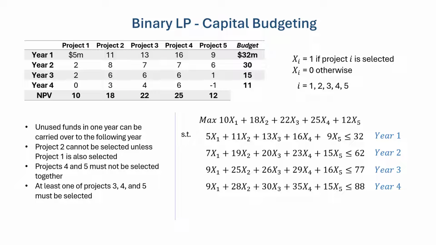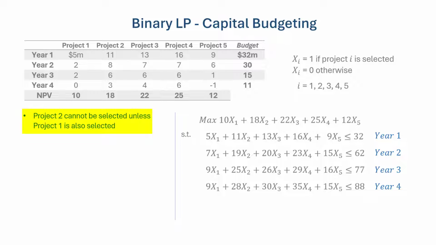Next, we formulate these logical constraints. Project 2 cannot be selected unless project 1 is also selected. This is a conditional constraint in which project 2 depends on project 1 to be selected. So we say x2 is less or equal to x1, which can be rewritten as negative x1 plus x2 is less or equal to 0.